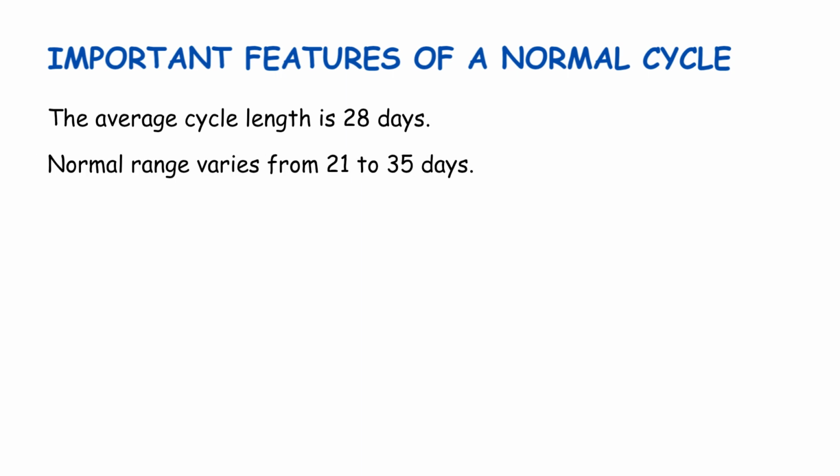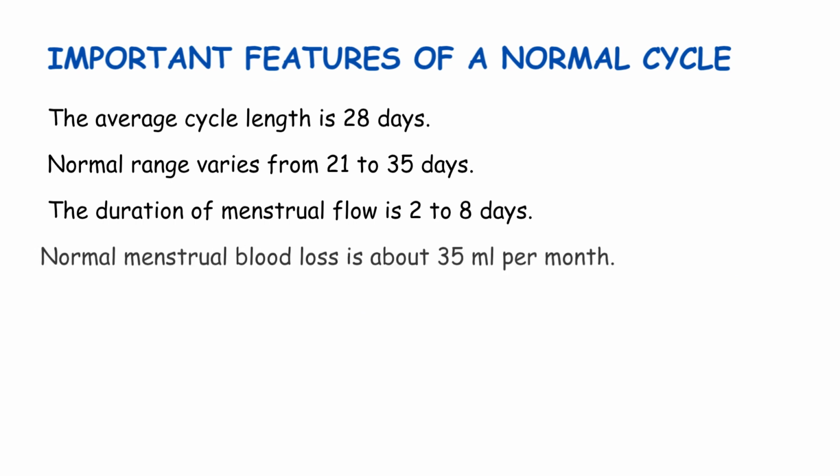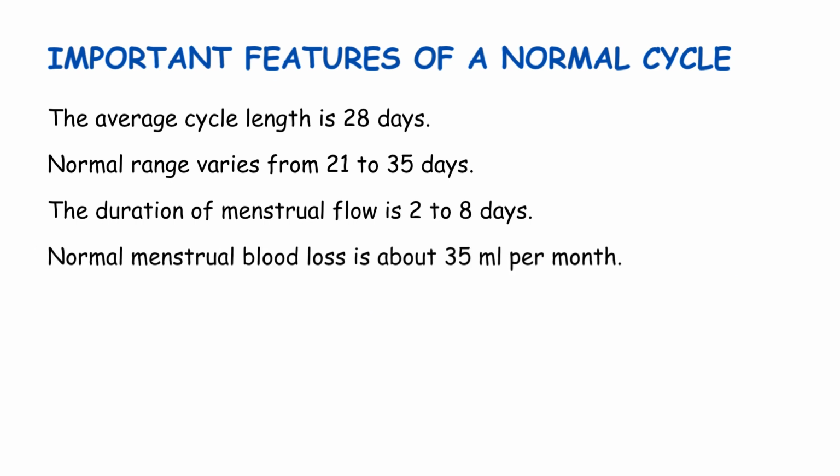Now, what are the important features of a normal cycle? Let us look at the numbers. These are very important. The average cycle length is 28 days. Normal range varies from 21 to 35 days. The duration of menstrual flow is 2 to 8 days. Normal menstrual blood loss is about 35 milliliters per month. I'll give a clinical tip in the lecture, so note it down.